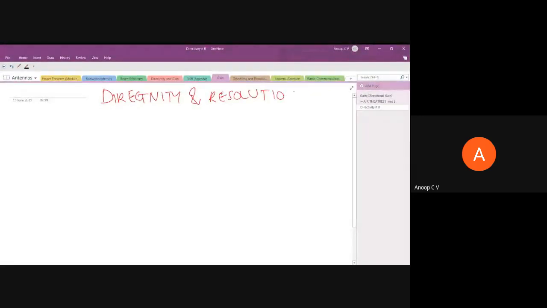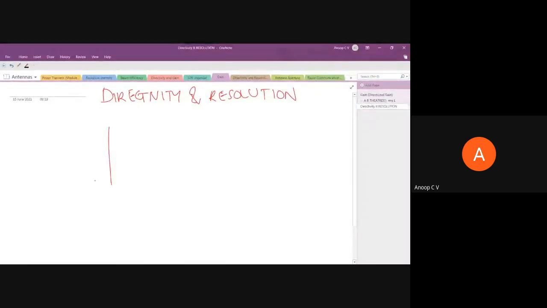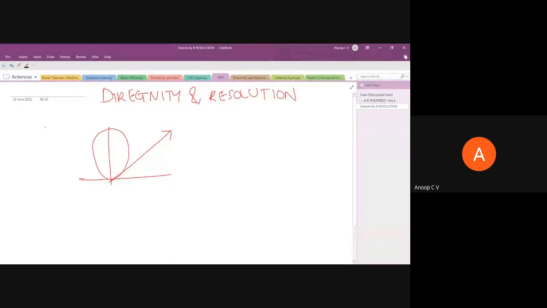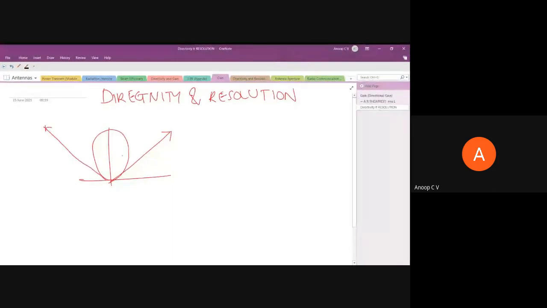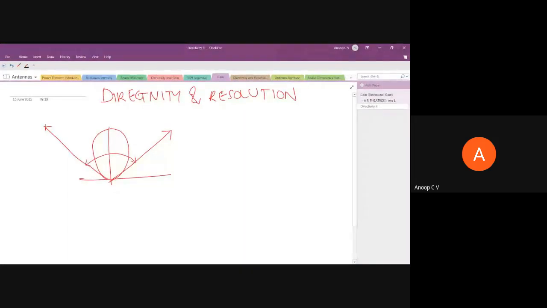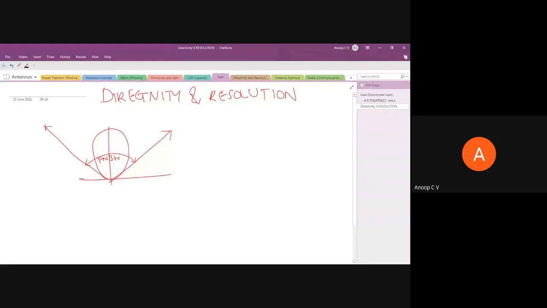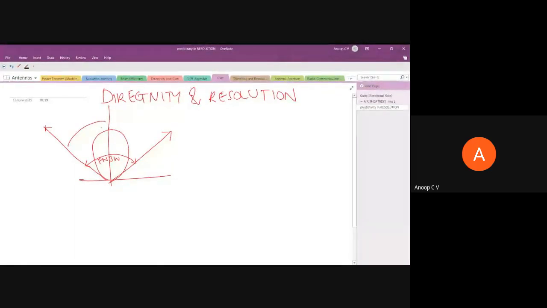resolution. Suppose you have an antenna with a radiation pattern like this. This is the first null, and this much is the first null beam width. So the resolution of this antenna is this much.